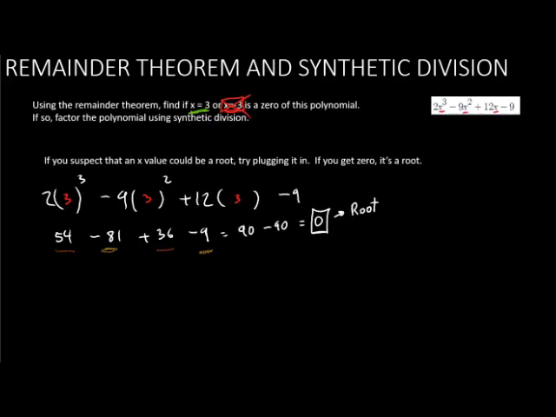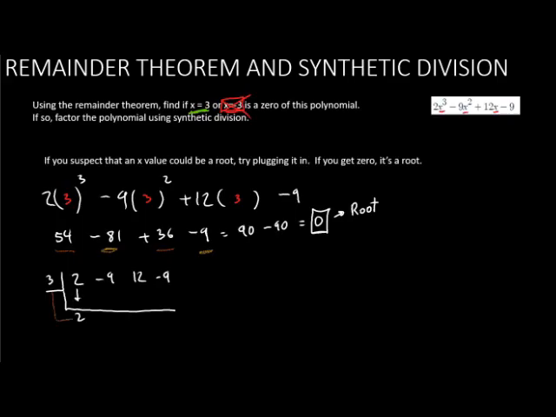Now to factor the polynomial with synthetic division, we will place that 3 in our box on the upper left when we do synthetic division, and write down each of our coefficients in order starting from highest power to lowest power. Begin by bringing down the 2.